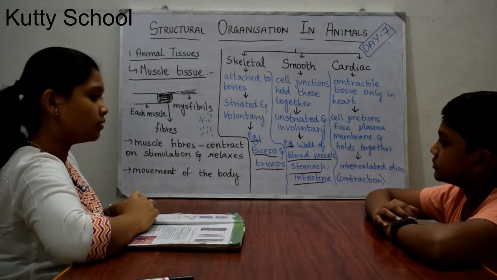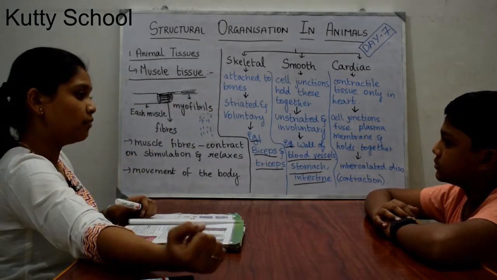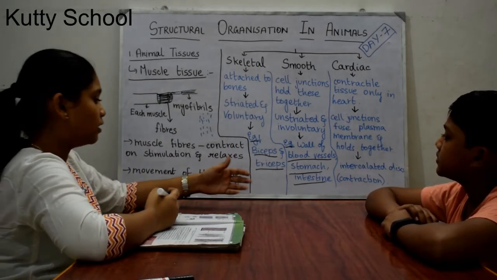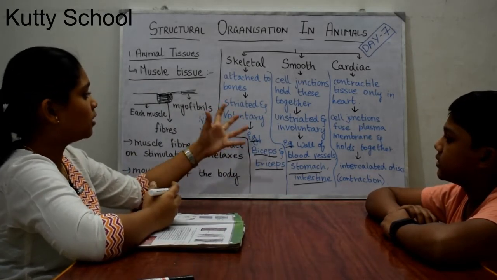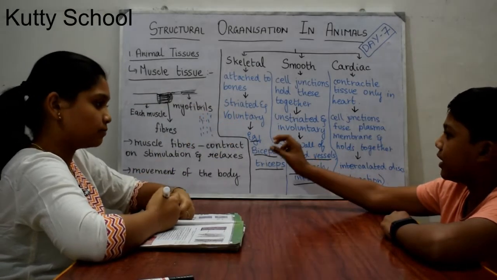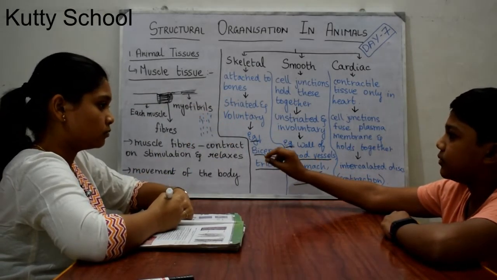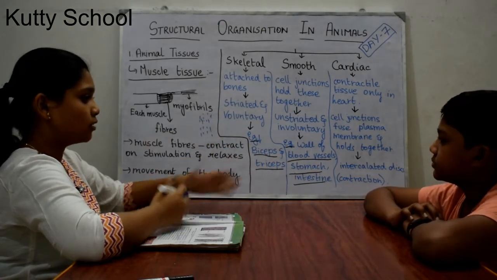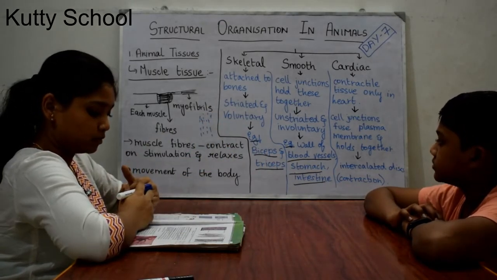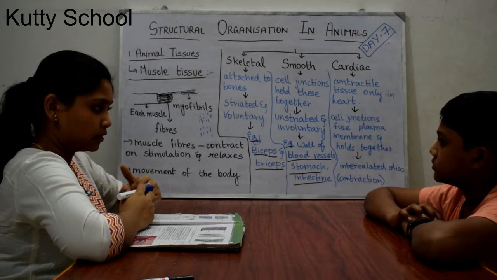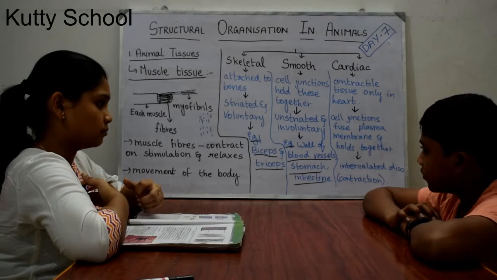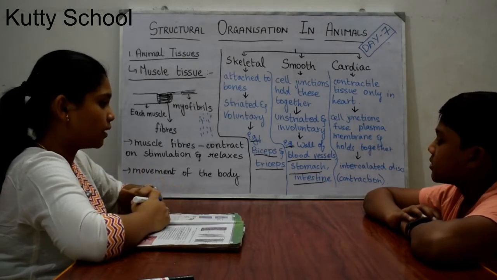Voluntary means if we think we have to move this hand, we can move it. If you want to move, it is regulated by us. If you have that energy, then only you can move. It is regulated by us. Can you understand? These muscles are directly controlled by us.